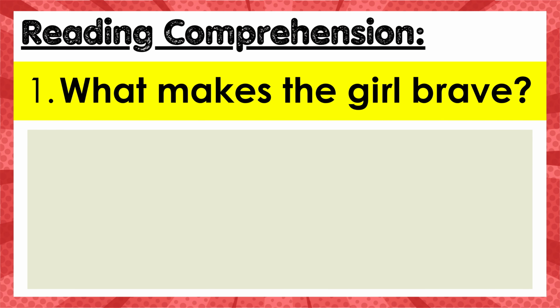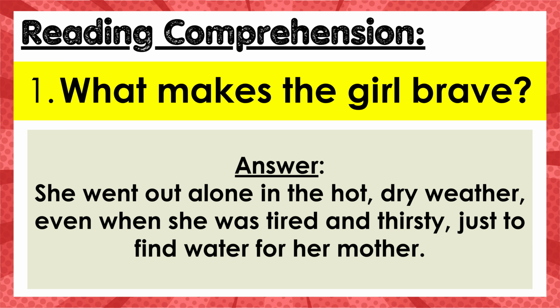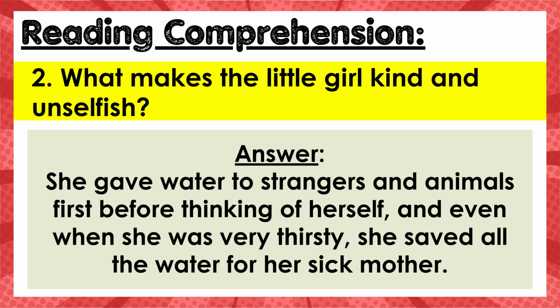Now that we've finished reading the story, let's try to answer these questions. Number 1. What makes the girl brave? Answer: she went out alone in the hot, dry weather, even when she was tired and thirsty, just to find water for her mother. Number 2. What makes the little girl kind and unselfish? Answer: she gave water to strangers and animals first before thinking of herself. And even when she was very thirsty, she saved all the water for her sick mother.